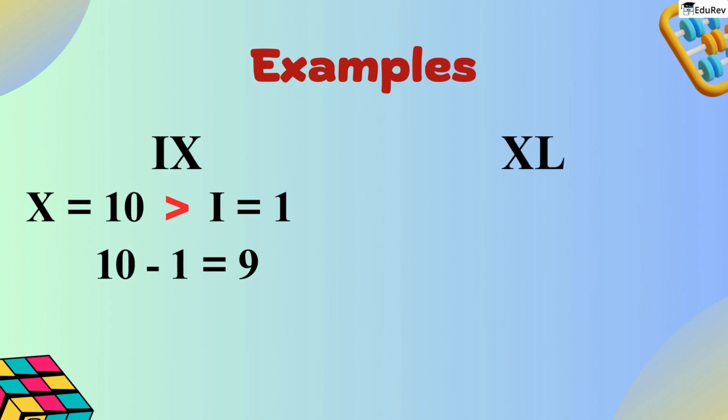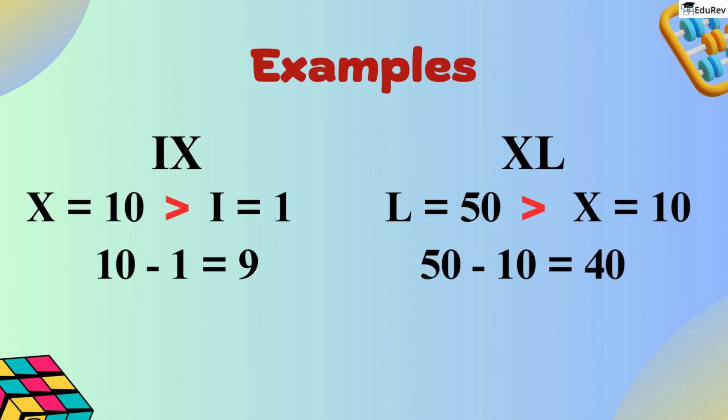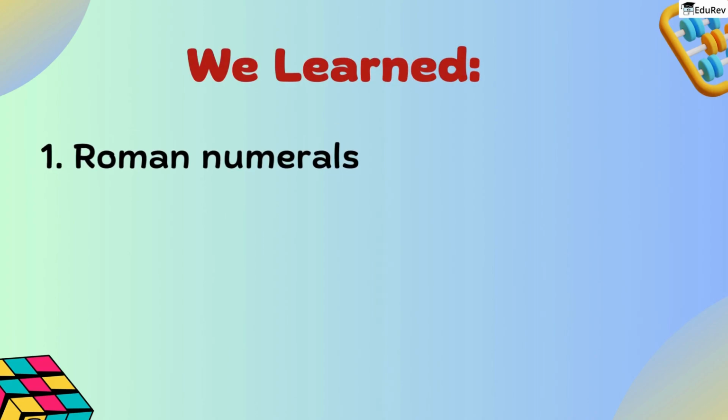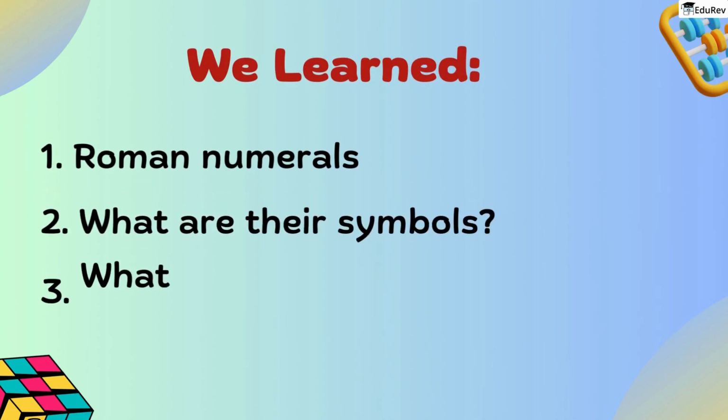Similarly, we write 40 as XL. But why do we write it like this? As we know, L is 50 and X is 10. And 50 is greater than 10. So L is placed to the right of X. We can write 50 minus 10 is equal to 40. Therefore, 40 is written as XL. With this, we now know what Roman numerals are, what their symbols are, and what the rules are to write them.